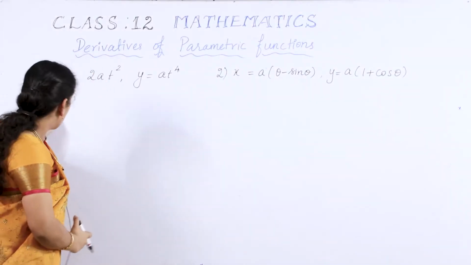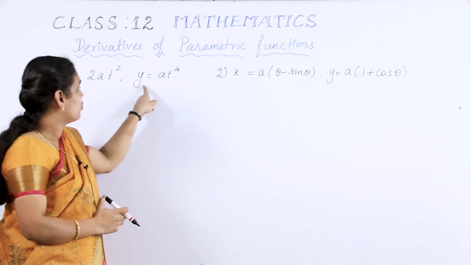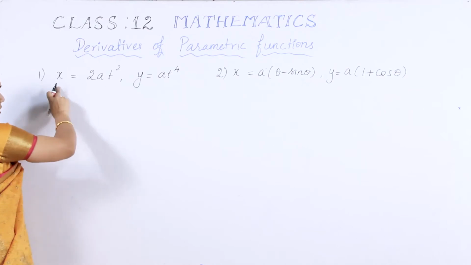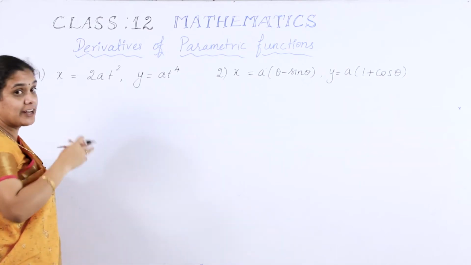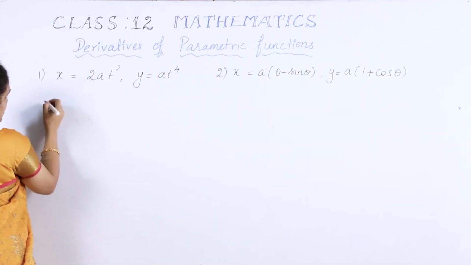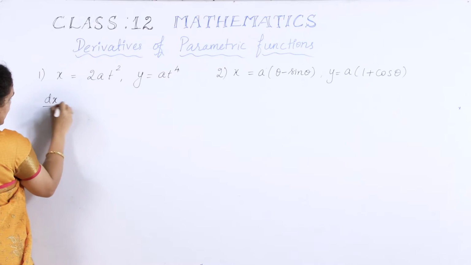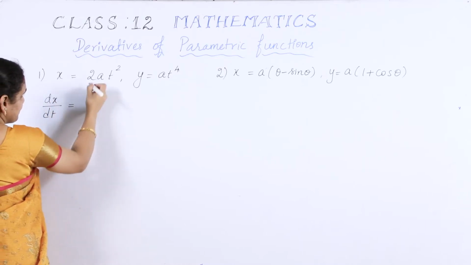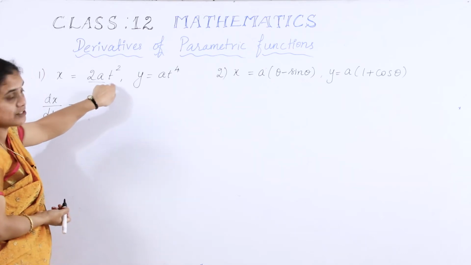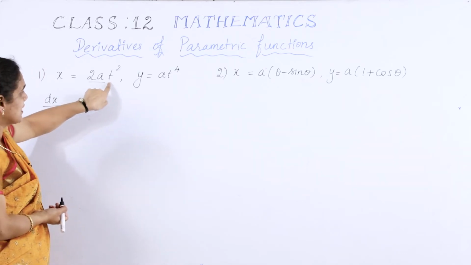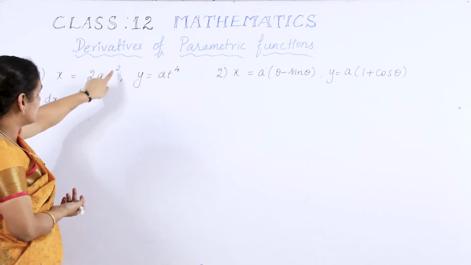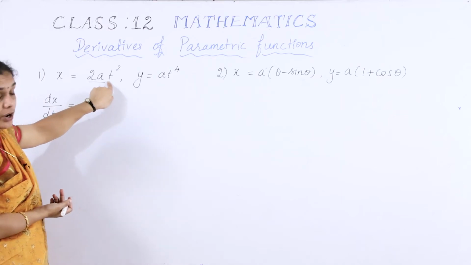The first one is x equal to 2at square and y is equal to at to the power 4. So we have to differentiate with respect to x. So we should get dy by dx. But the question is find dy by dx, so let us differentiate these with respect to t. So we get dx by dt. It is equal to, 2 and a are constants, so only we have to differentiate t square. You just think like how we differentiate x square. X square differentiation is 2x. Therefore the derivative of t square will be 2t.